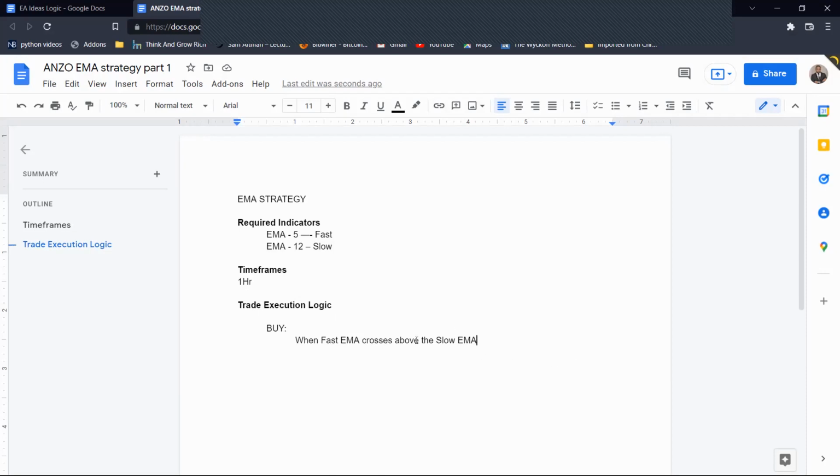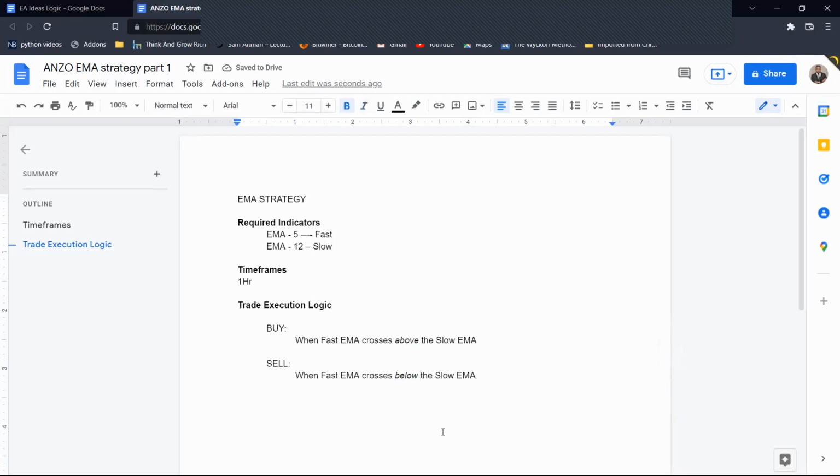And then the second would be in the case of a sell. So when we're looking for sell, it would be when the fast EMA crosses below. So the difference here is it will look to buy when the fast EMA crosses above, and then it will look to sell when the fast EMA crosses below the slow in the same instrument.